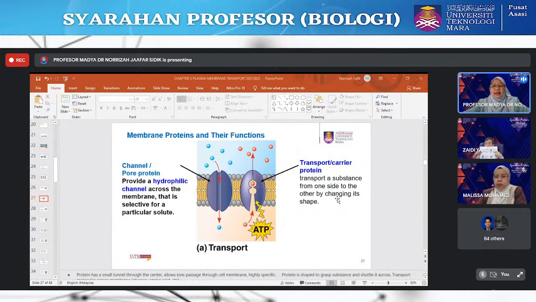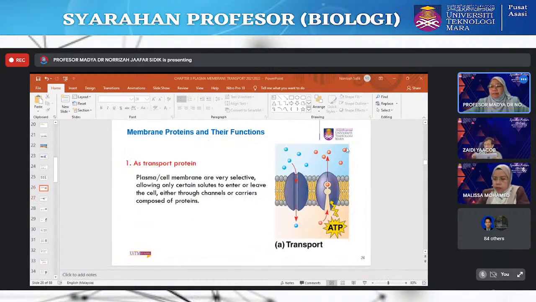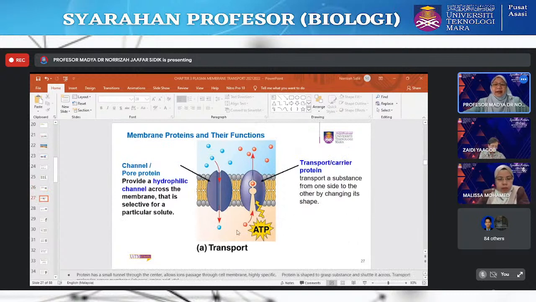So if you look at the carriers here, it involves the ATP. Unlike the channel pore protein here, it does not involve the ATP. The channel pore protein provides a hydrophilic channel across the membrane that is selective for a particular solute. Whereas the transport carrier protein transports a substance from one side to the other side by changing its shape. So that one is for the channel and the carrier proteins.